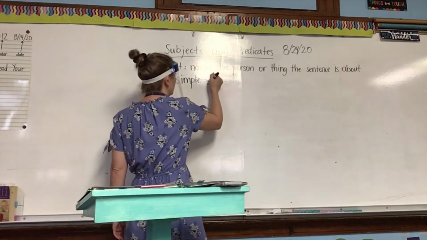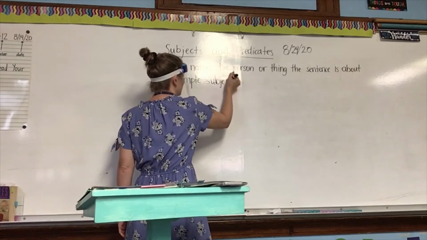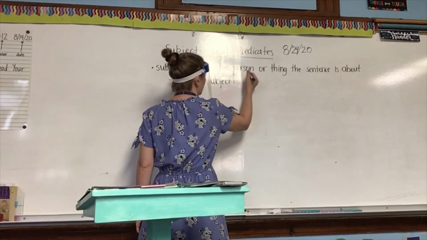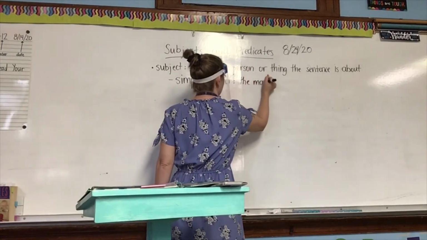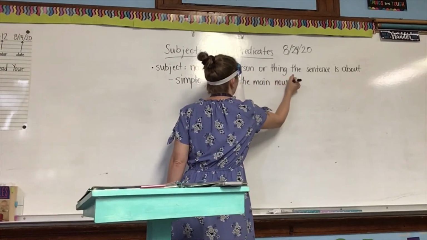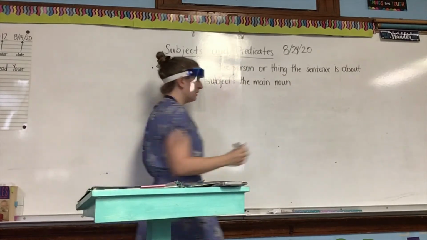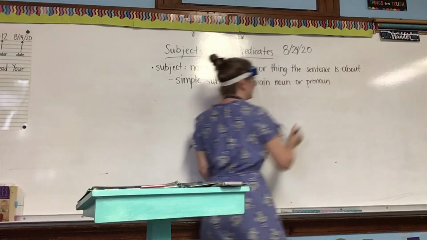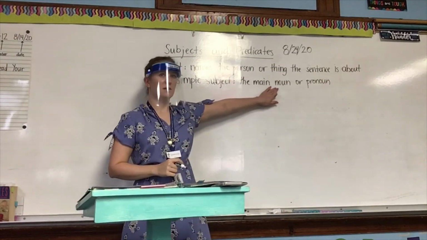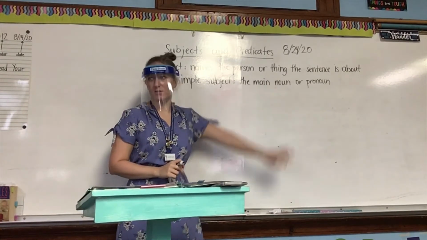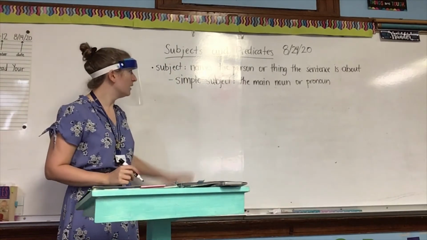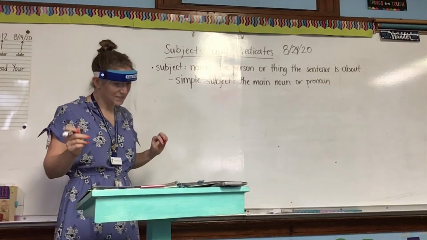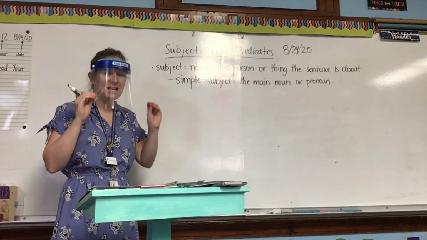The simple subject is the main noun. Remember, a noun is a person, place, thing, or idea. Or pronoun. Pronoun is just a word that replaces the person, place, thing, or idea, like he or she or it. We will learn more about those later this year. So we have the subject. That names the person or thing the sentence is about. The simple subject is just that main noun or pronoun.